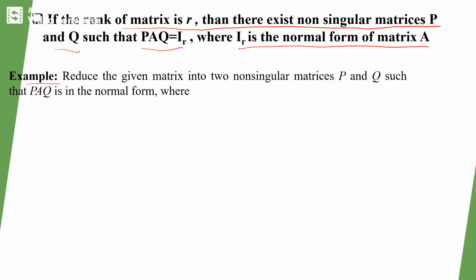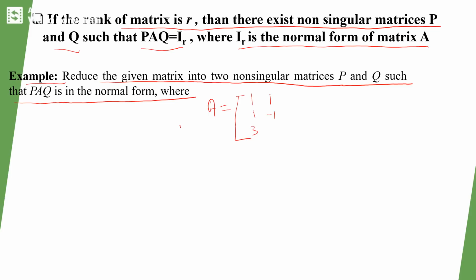Now, take an example. Reduce the matrix into two non-singular matrices P and Q such that PAQ is the normal form. So we have a matrix A equal to [1, 1, 3; 1, -1, 1; 1, -1, 1]. So we have to reduce that matrix into two non-singular matrices. So how do we do that?